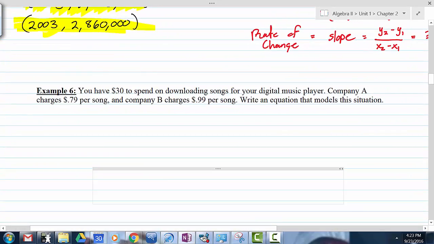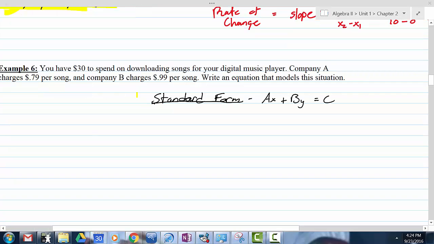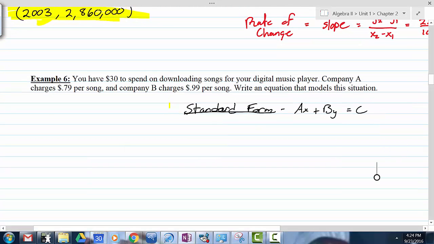Let's go to another one. Example 6. You have $30 to spend on downloading songs for your digital music player. Company A charges 79 cents per song. Company B charges 99 cents per song. Now, the equation that we're going to come up with is a little different. It's going to be in standard form because you have 2 different variables and they don't depend on each other. So let's try standard form for this. Remember, that's what standard form looks like, right? As long as we understand what our variables are going to be, we can formulate what our equation is going to look like.